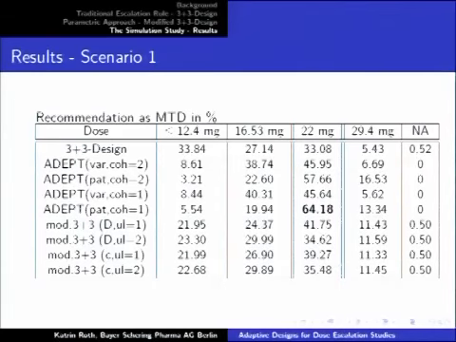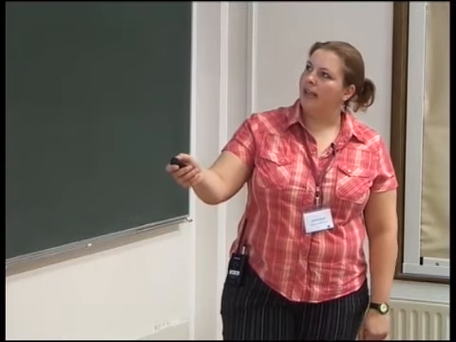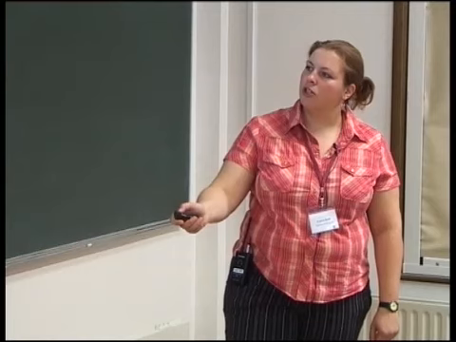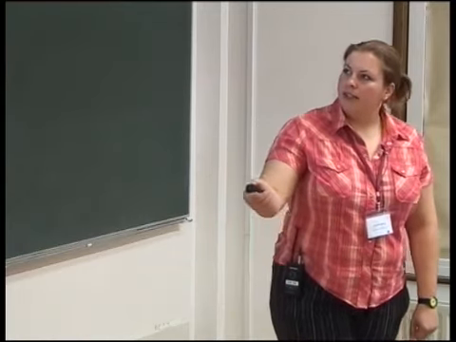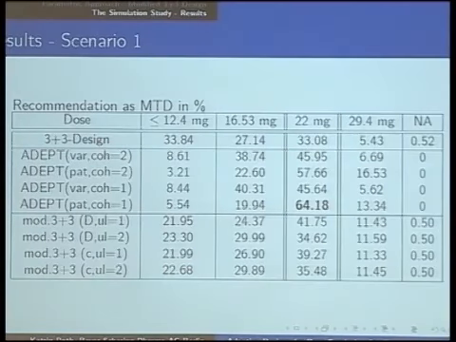Here, the correct MTD was 22 milligrams. That's the row in the middle, and here I have the numbers, the percentage of runs in which I got the MTD right. Then I have here the probability of overestimation, of slight underestimation and strong underestimation of the MTD. As we can see in the 3+3 design, which is our reference, in 1/3 of the runs I had the right MTD as the estimated MTD.